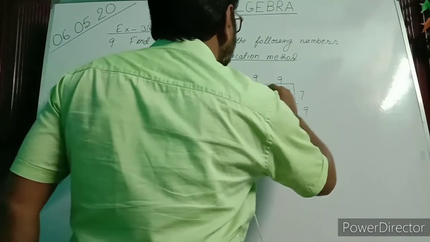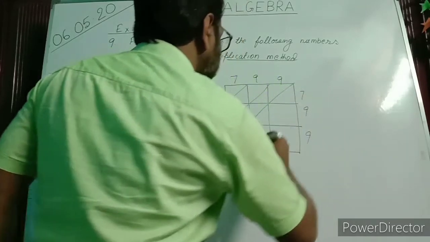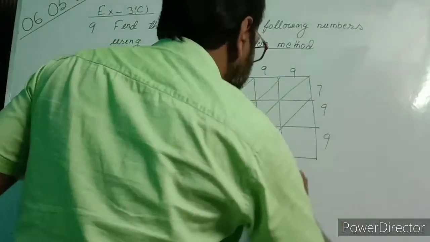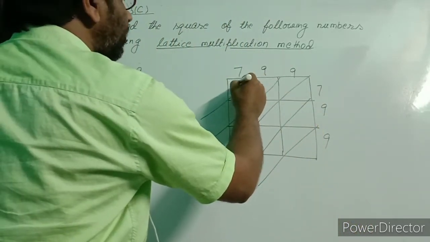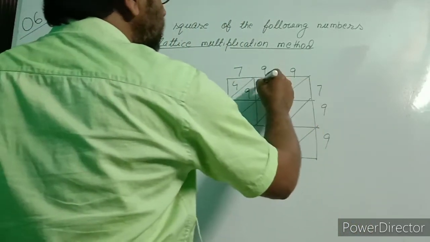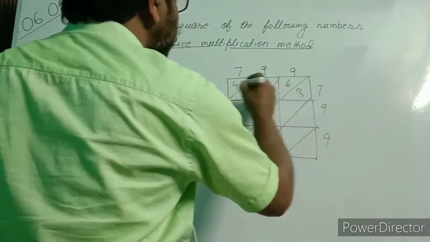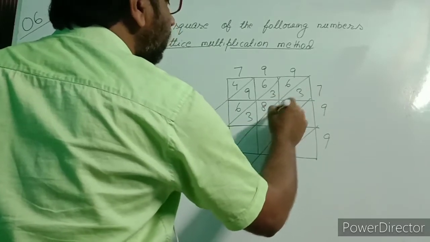Here also, in these boxes and in the last box. Now multiply. 7 7 is 49, 4 9. 7 9 is 63, 6 3. 7 9 is 63, 6 3. 9 7 is 63, 6 3. 9 9 is 81, 8 1.